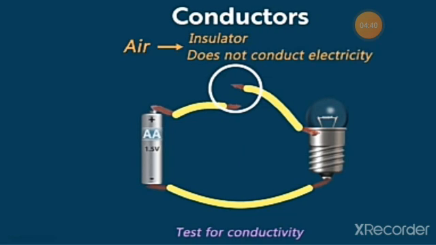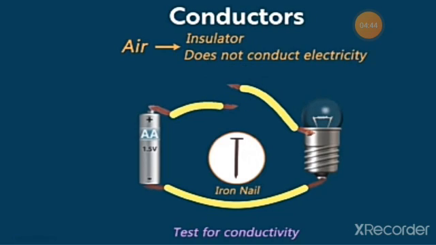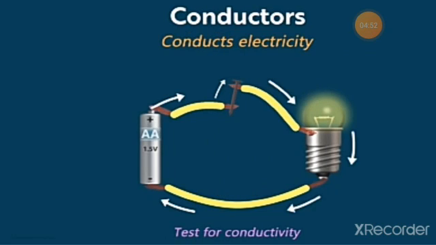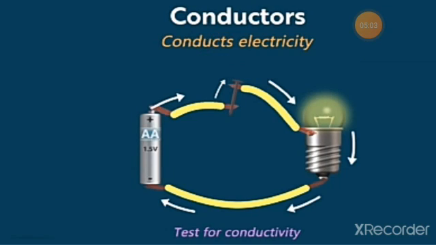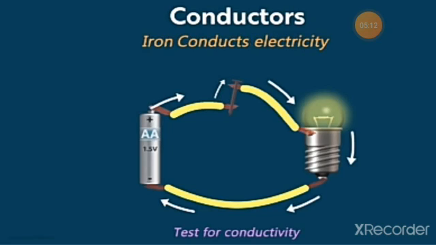Take any object that you want to test, say an iron nail. Tie up both the ends of the wire to the nail and see if the bulb is glowing or not. If it glows, then it proves that the material our object is made up of conducts electricity. Here the current is flowing through the iron nail, so our circuit is complete and the bulb glows. So this proves that iron is a conductor of electricity.